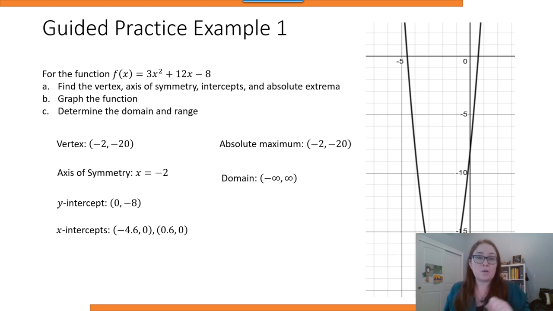The range is a different story because we do have that absolute minimum value. This thing never goes lower than negative 20. So it does actually hit negative 20 because that's the vertex. So my range is going to be negative 20 going up to infinity.